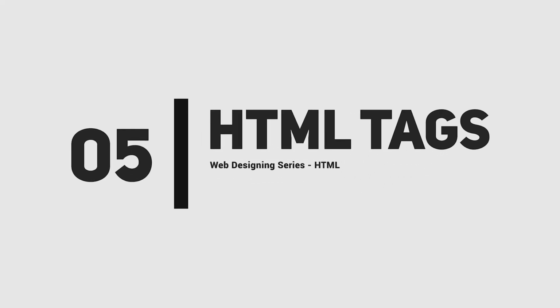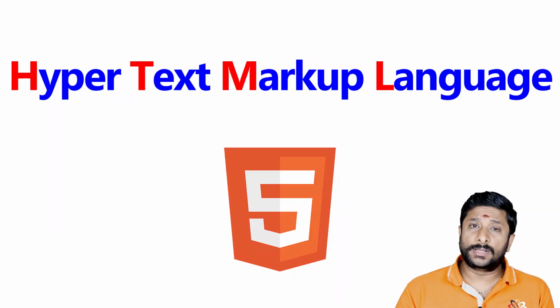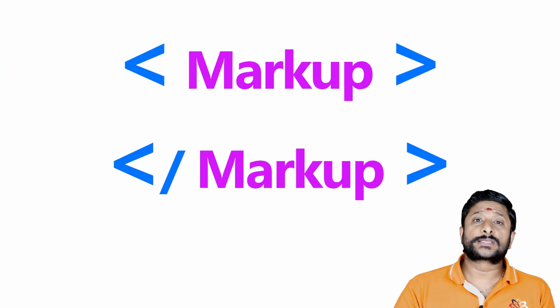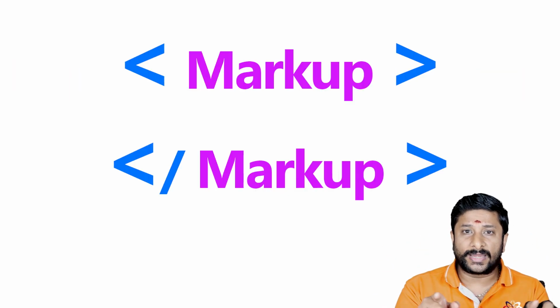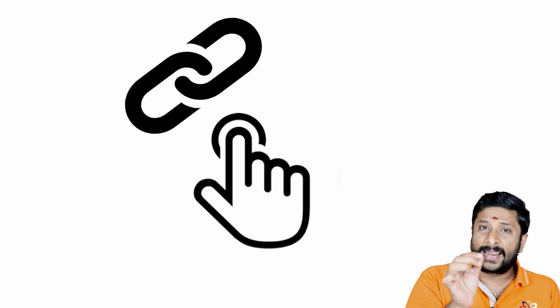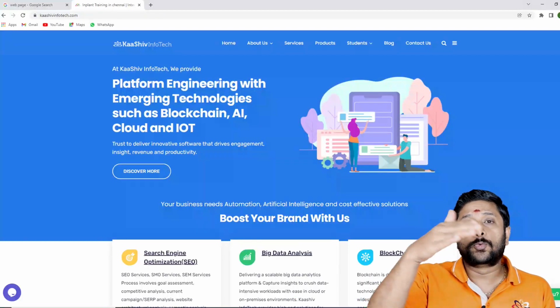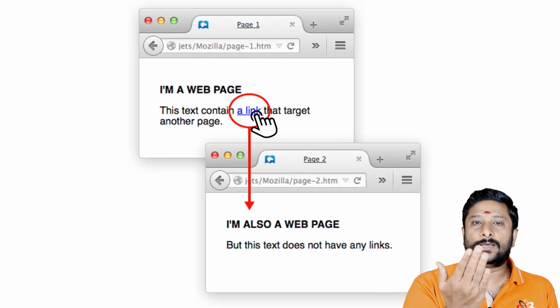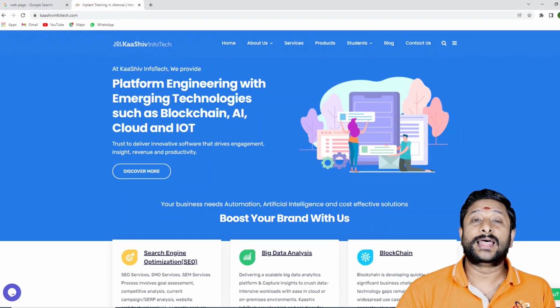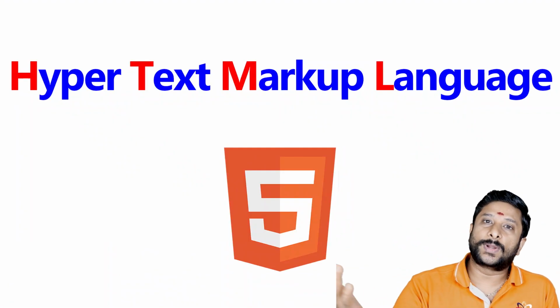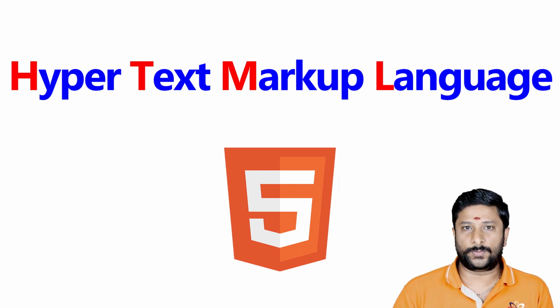Web design series HTML, fifth video. What is HTML and its tags? HTML is the abbreviation of Hypertext Markup Language. Markup in the sense that everything will be written in brackets, that is why it is called a markup language. When I click a link, I move somewhere. When the mouse is moved over it, it becomes a hand, and on clicking it takes me somewhere. That is called hypertext. Written in brackets, markup language. That is why it's called hypertext markup language.